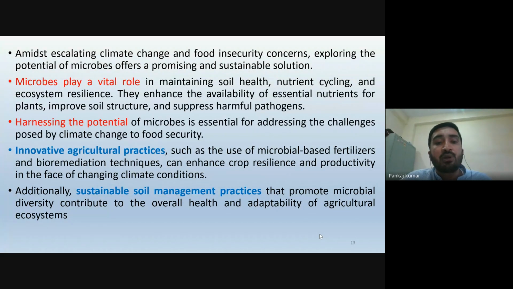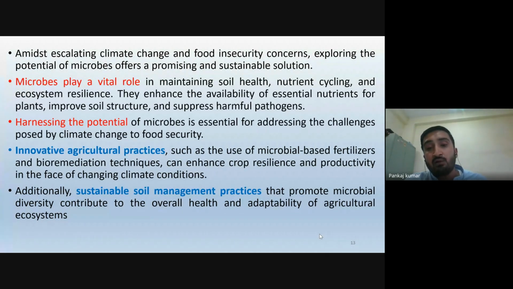Now, harnessing the potential of microbes is essential for addressing the challenges posed by climate change to food security. So microbes are at the heart of addressing food security under climate change. Innovative agriculture practices such as the use of microbial-based fertilizers and bioremediation techniques can enhance crop resilience and productivity in the face of changing climate conditions, because everyone will face these climate conditions.